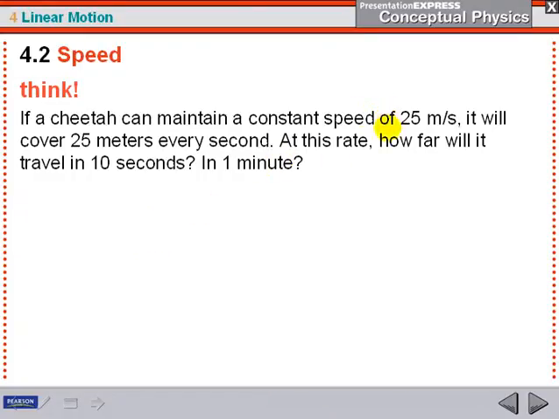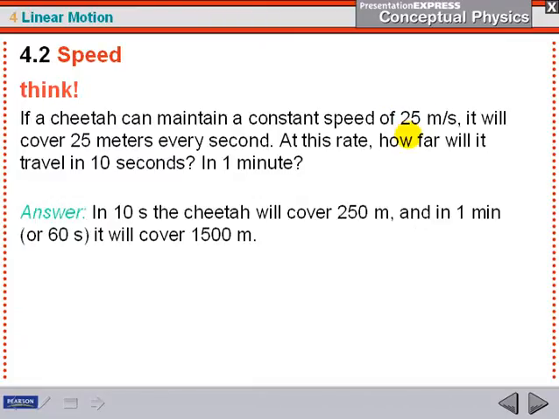So let's do a couple of math problems here. If a cheetah can maintain a constant speed of 25 meters per second, it will cover 25 meters every second. At this rate, how far will it travel in 10 seconds? How about in 1 minute? So, in 10 seconds, the cheetah will cover 250 meters, which is its speed, 25 meters per second, times 10 seconds.